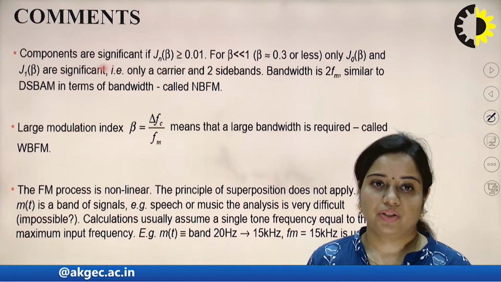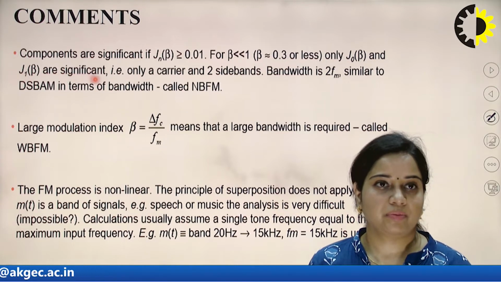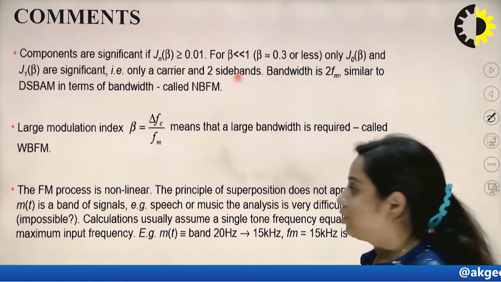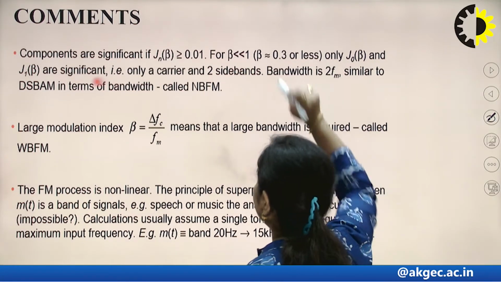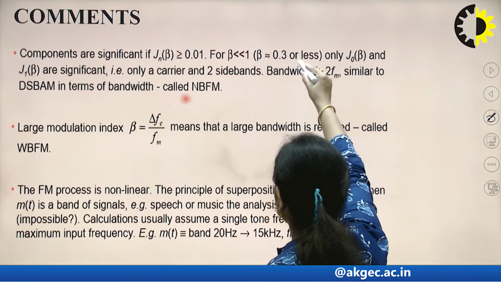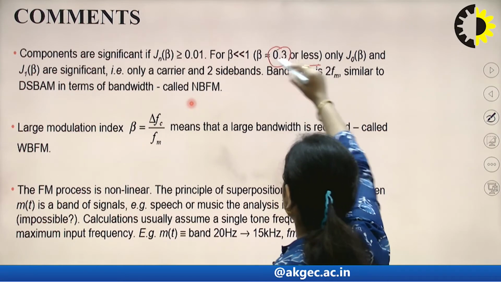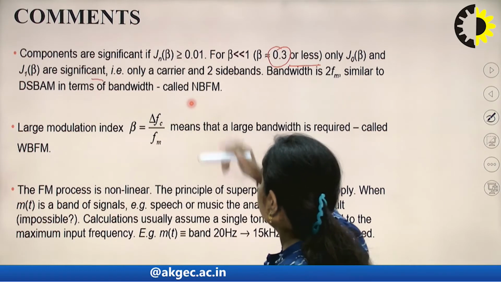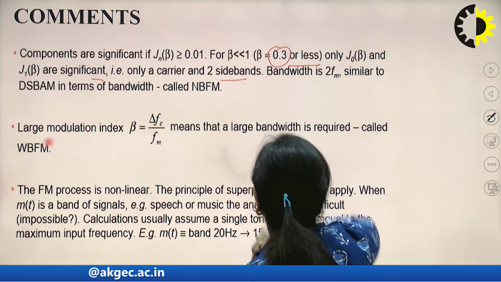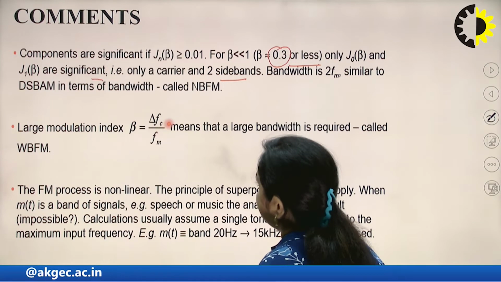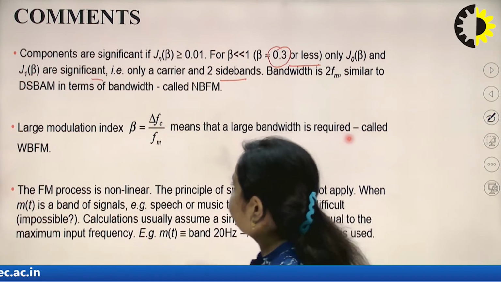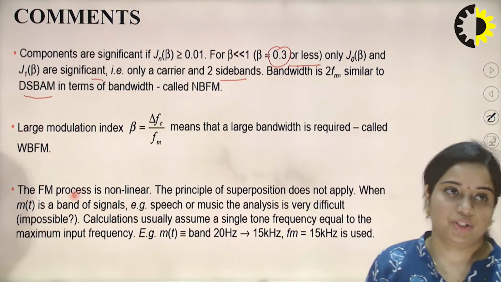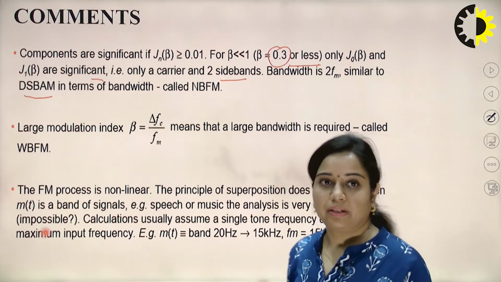Now there are two conditions. For NBFM, beta should be less than 1. When beta is greater than 1, it will be WBFM. So when beta is less than 1, or it can be taken as 0.3 also, only J0(beta) and J1(beta) will be significant. So only the carrier and two sidebands will be present. So the bandwidth is 2 fm in this case, and that is equivalent to DSB AM, that is double sideband amplitude modulation.